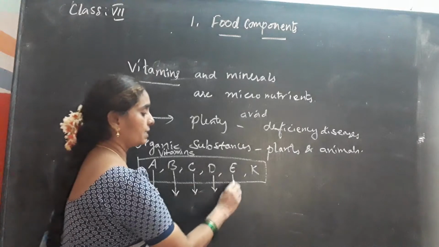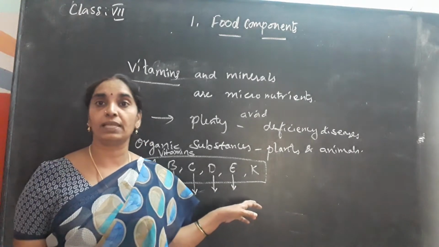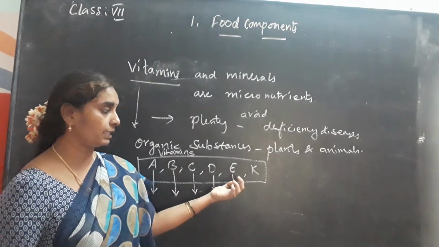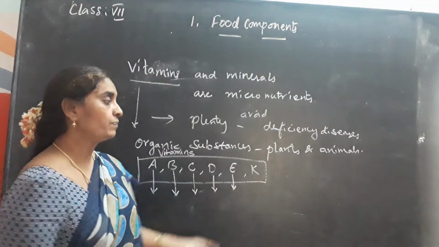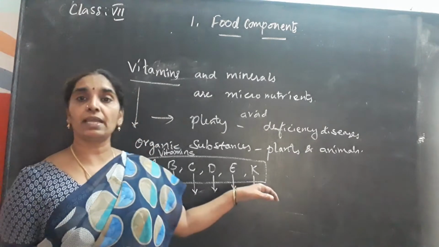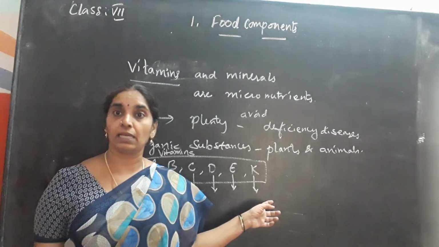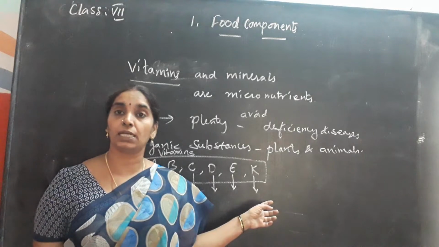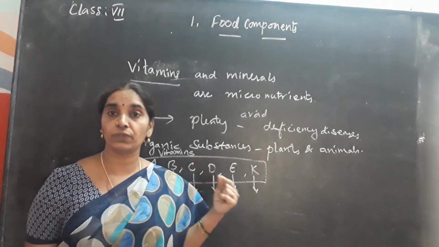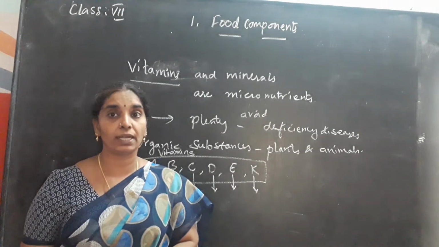Next, E is the anti-sterility vitamin. You can get it through different items, fish and meat products. Fish is the main source of vitamin E. And next, coming to vitamin K. If vitamin K is deficient, blood clotting will not happen in our body. It is very much essential for us. Whenever bleeding occurs, the blood should clot after a few seconds. If not, you will become anemic and it can even be fatal.